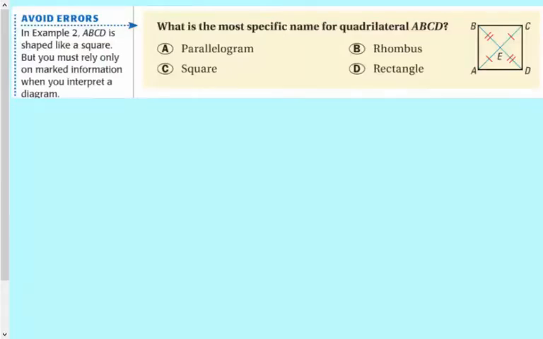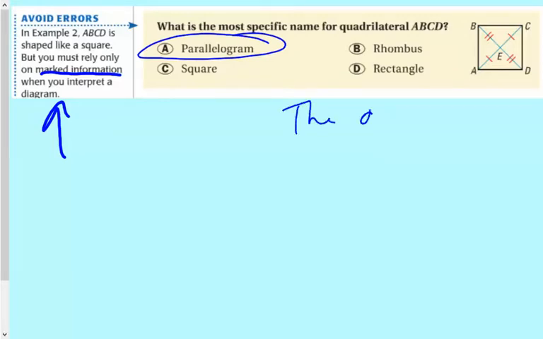Okay, so the first thing that you want to look at here, it says, what is the most specific name for quadrilateral ABCD? What they're going to do is make the shapes look like things that they aren't. And you can only rely on the marked information when you interpret a diagram. We've talked about this before in class on how to not let the picture deceive you. So although it looks like a square, it's not actually a square. It is a parallelogram. And the reason why I know that is the diagonals bisect each other.